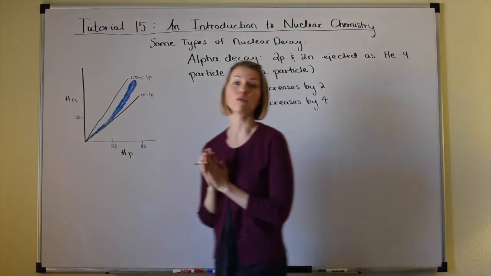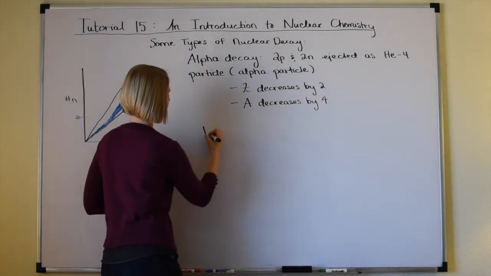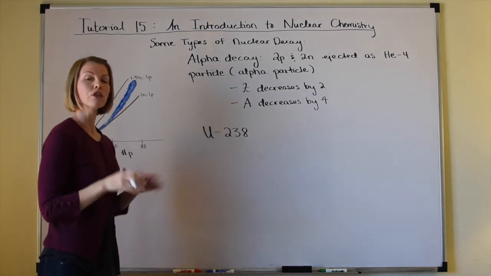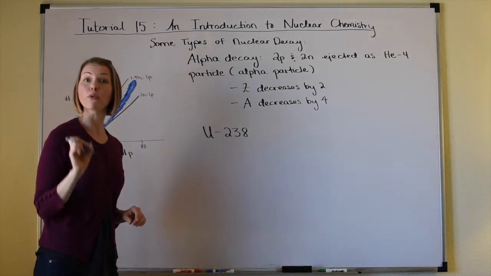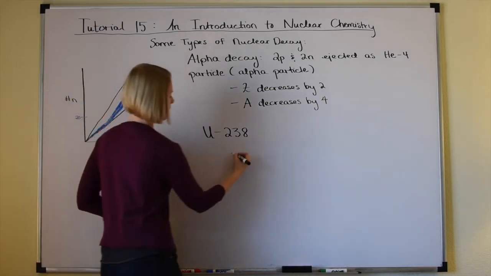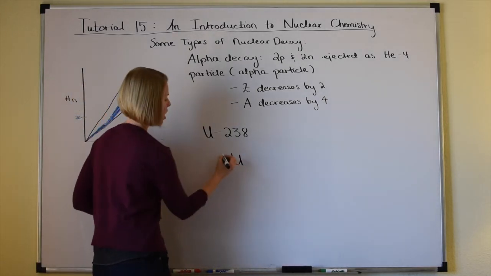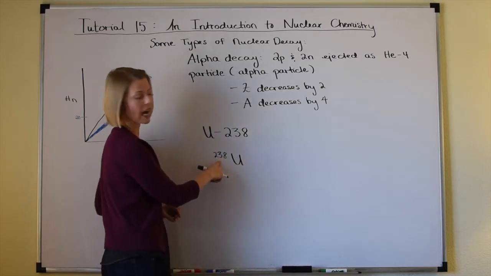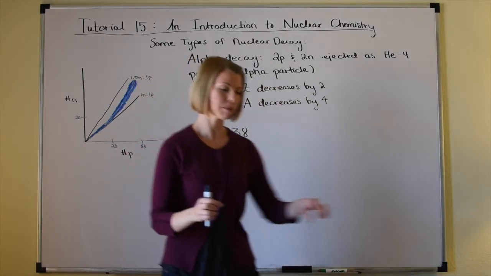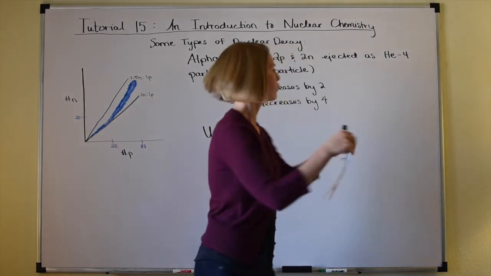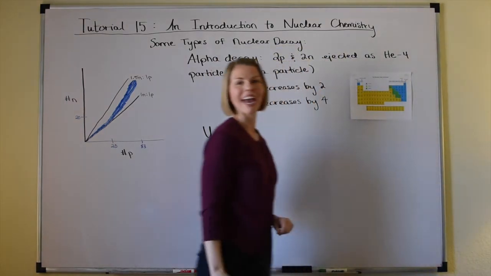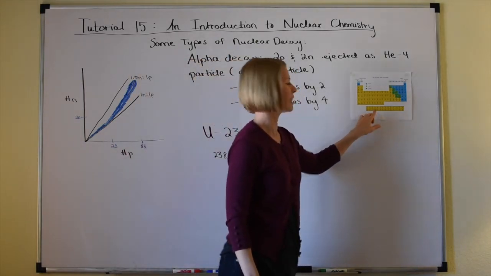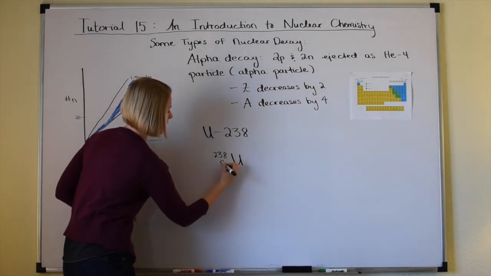So let's go ahead and write the alpha decay for uranium-238. In order to do this, you must first be able to write a proper symbol for uranium-238, for this particular isotope of uranium. Remember, the 238 is written as a superscript before the element symbol, and then the subscript will be the atomic number. Now, if you don't know the atomic number, that's okay. That is what your periodic table is for. Go to your periodic table, find uranium. Its atomic number is always going to be 92.